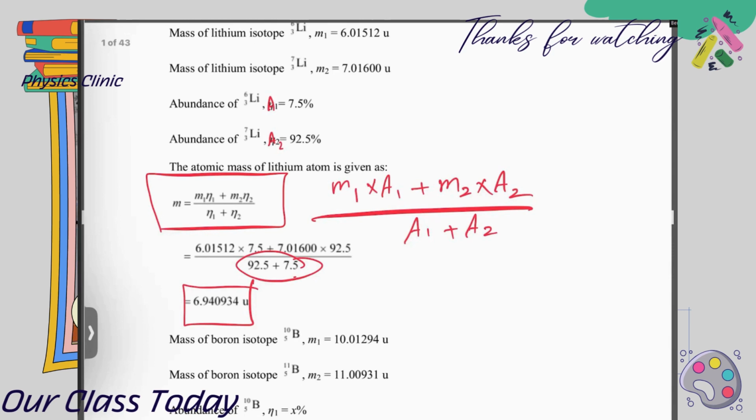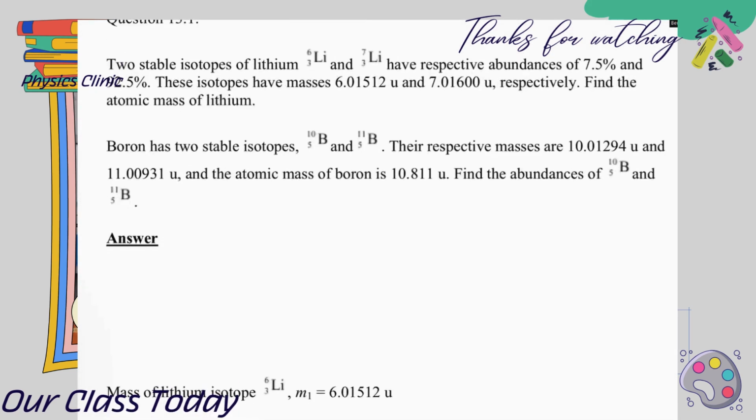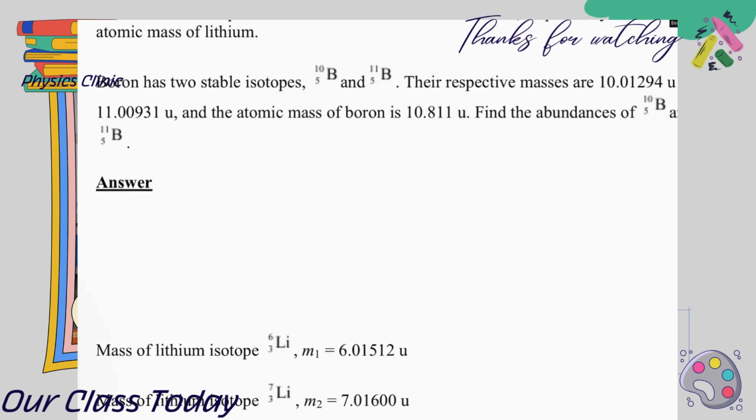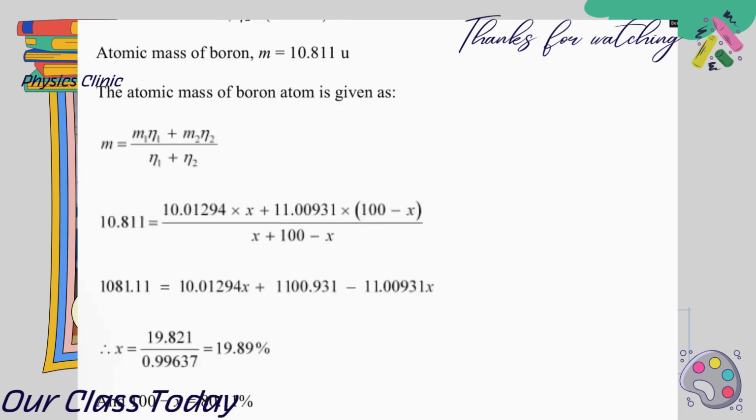Similarly, you're asked to find in this what? Boron has two stable isotopes, boron 10 and boron 11. Their respective masses are also given, and the atomic mass of boron is also given. Find the abundances of these two isotopes. You are asked to find the abundances. So the missing quantity will be the abundances.